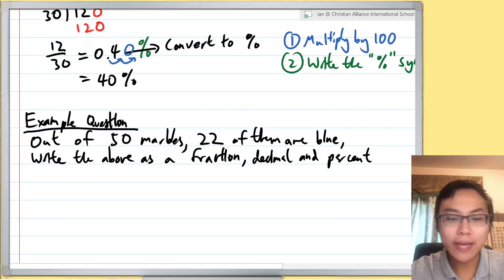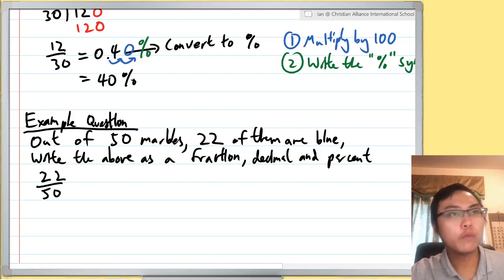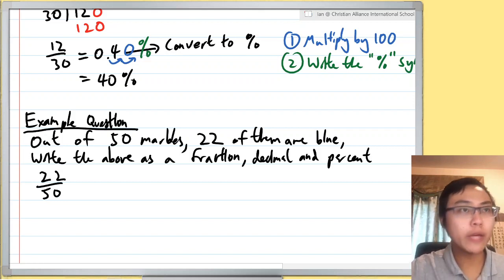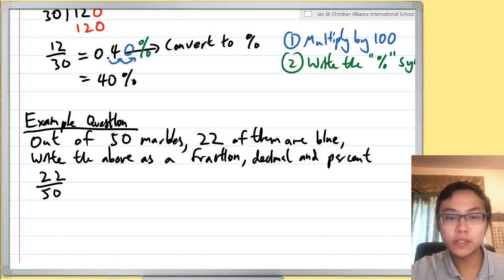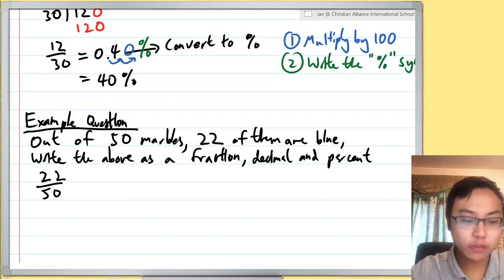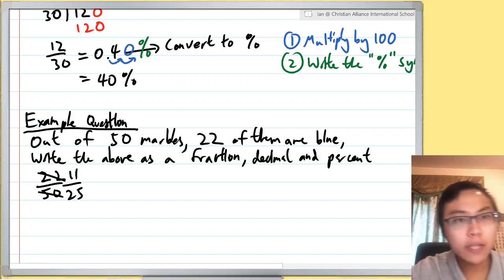So first of all, as a fraction, that's going to be 22 out of 50. And of course, with this sort of fraction, we have to simplify it as much as possible, to the lowest terms with no more common factors. And so that's going to be 11 out of 25. So that's the first one.